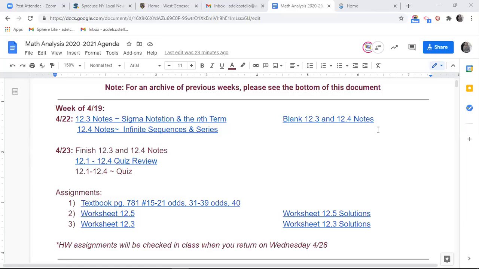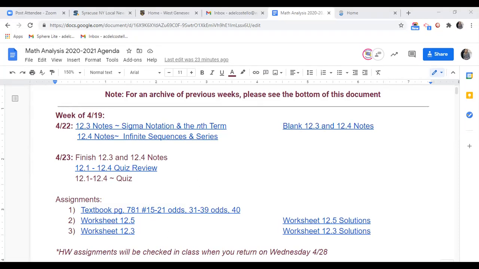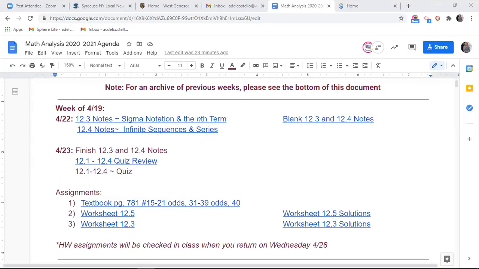The 12.3 notes to start. And again, I placed another pile on your desk because I have a lot of students that keep ending up quarantined that weren't really expecting to be home. I just want you to have materials available to you just in case.